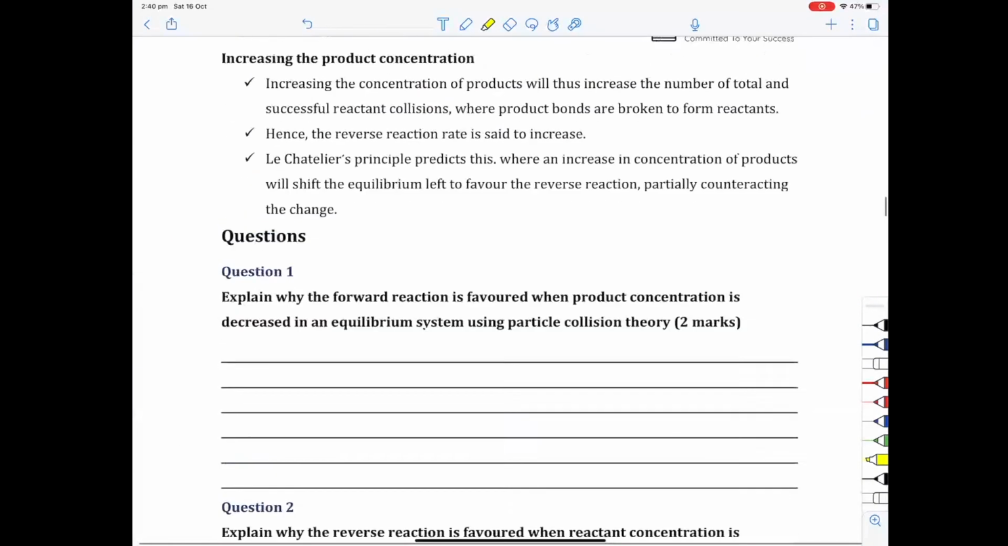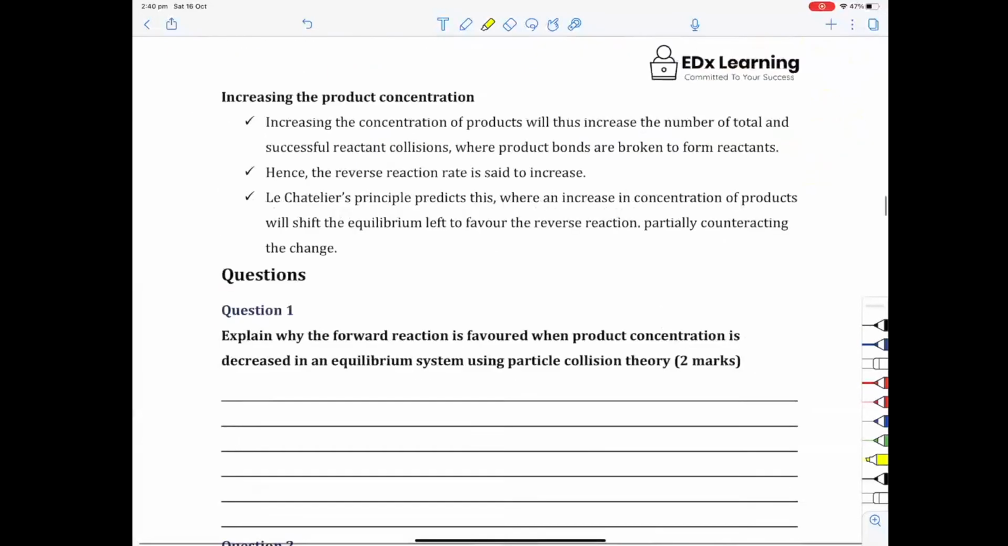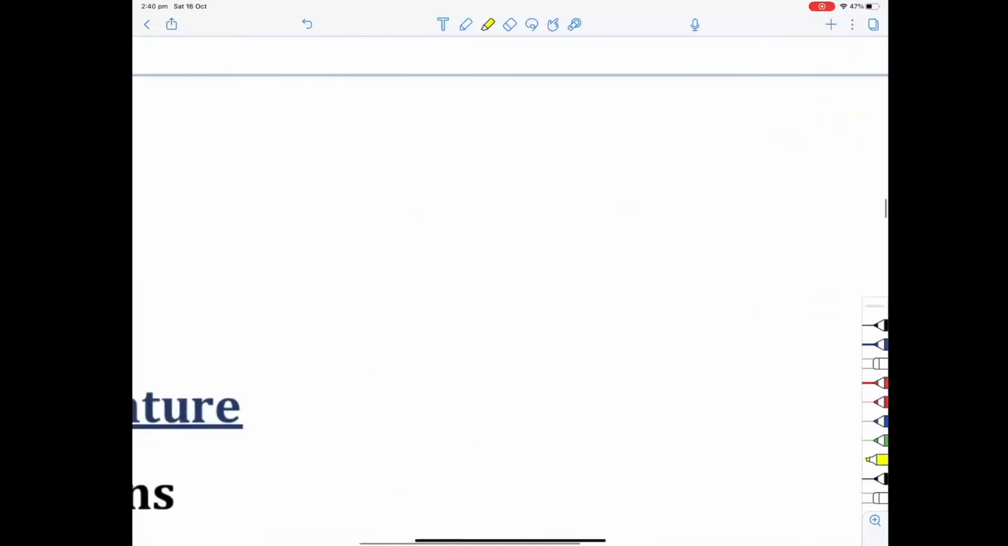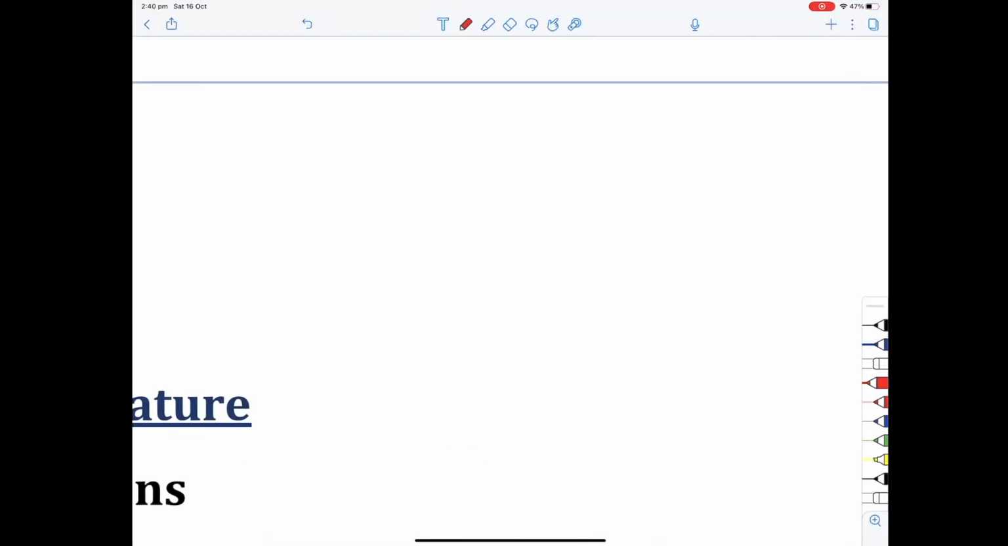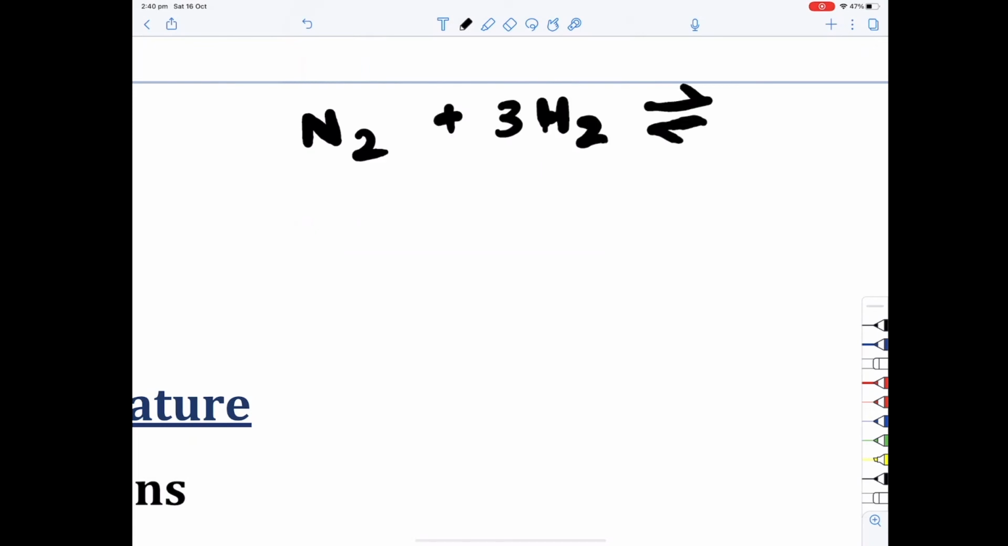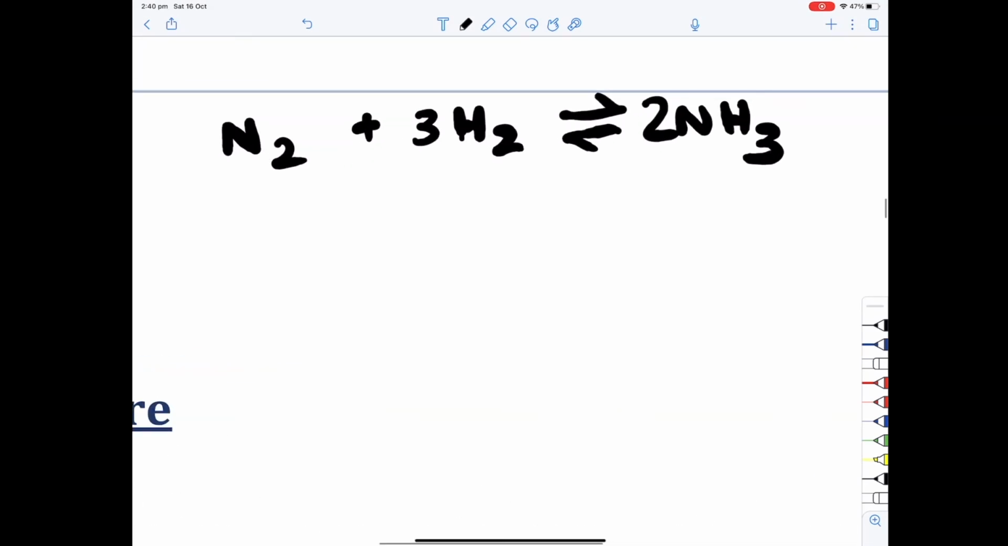So let's imagine, okay, I'll zoom in here. Let's imagine that we've got a reaction, and I'm going to pick the Haber process just because it's so high yield, you know this reaction. So N2 plus 3H2 forms ammonia. And I want you to balance this reaction. That should be balanced. Gas, gas, gas.